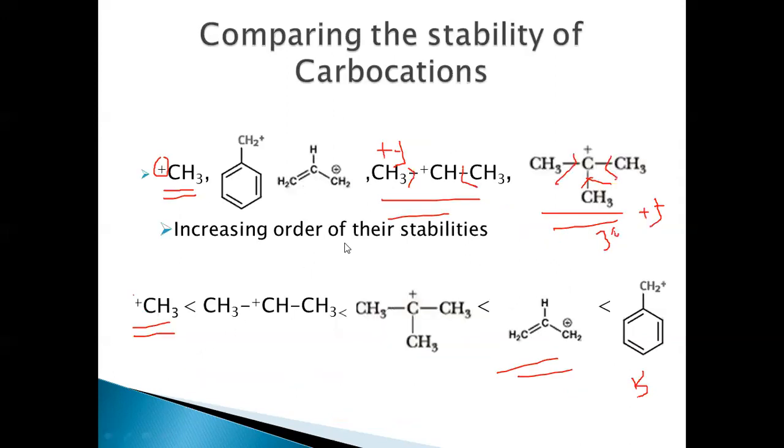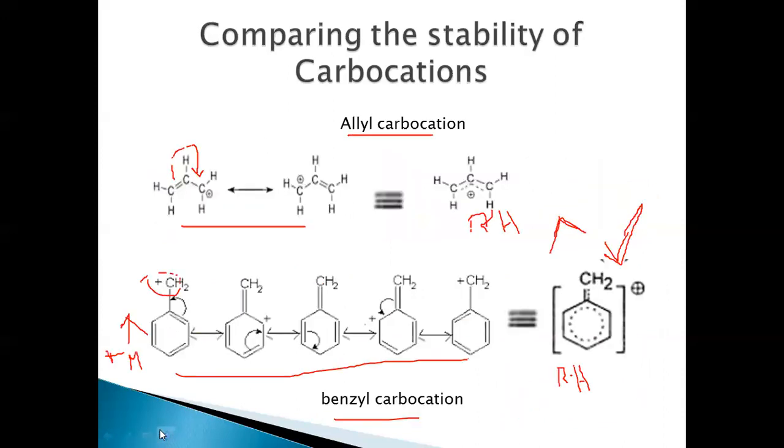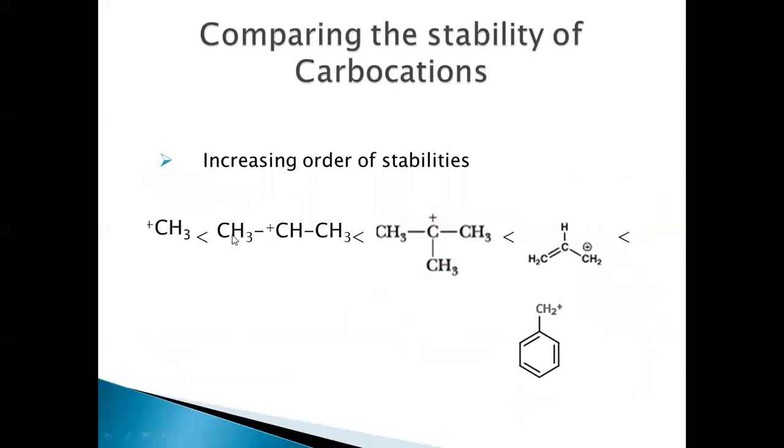So let's look at this order now. Benzyl carbocation is more stable because of the plus M effect of this phenyl group here, because of the five resonance structures which are possible. Then comes allyl carbocation. These two are more stable because of the mesomeric effect, and as the mesomeric effect is stronger than the inductive effect, these two carbocations are more stable when compared to the other carbocations where the inductive effect operates. This is the order which is followed in the stability of the carbocations.